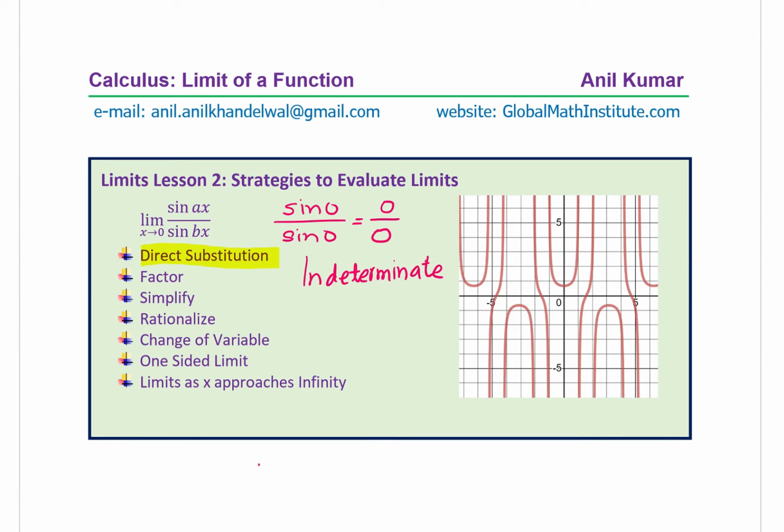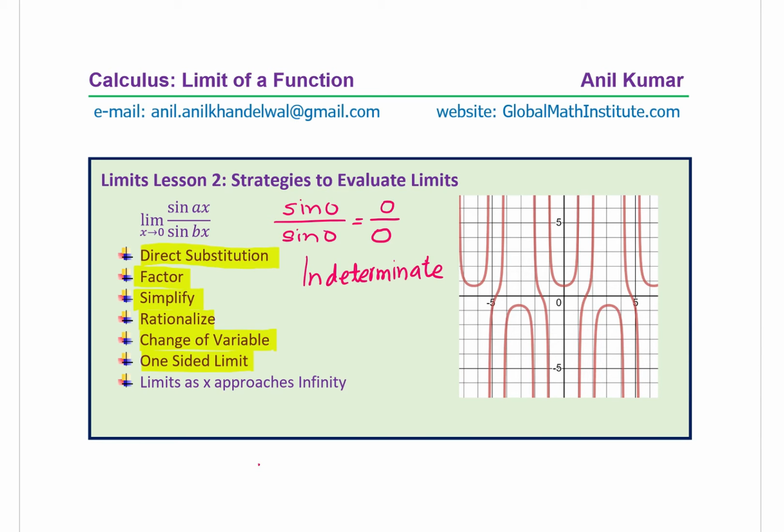So if after substitution you get a form which is 0 over 0, there are many similar forms also. It could be infinity over infinity. It could be infinity minus infinity. So there are different indeterminate forms. When you get into these indeterminate forms, we have to apply different strategies. One of the strategies is to factor. The other one is to simplify. We could even rationalize. We could have change of variables at times, especially when we are dealing with absolute functions. We might like to use one-side limits.